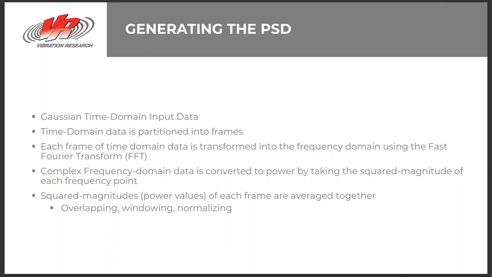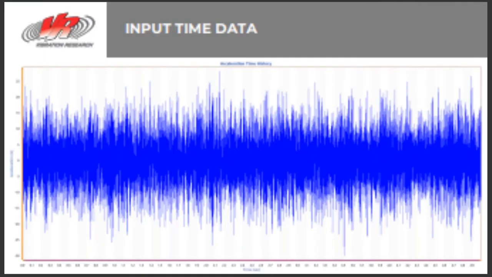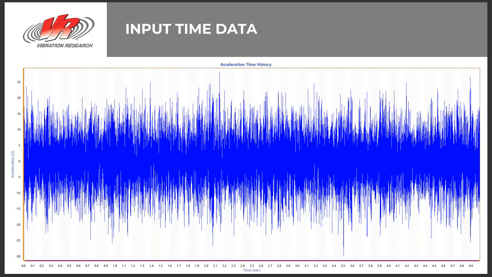So what does that look like? Moving to the next slide, here we have a 5-second random waveform. This data is difficult to look at. There's no real valuable information that can be observed from this graph. Maybe that the peak acceleration is at or near 30 Gs. It's difficult to determine much more than that from this particular graph.